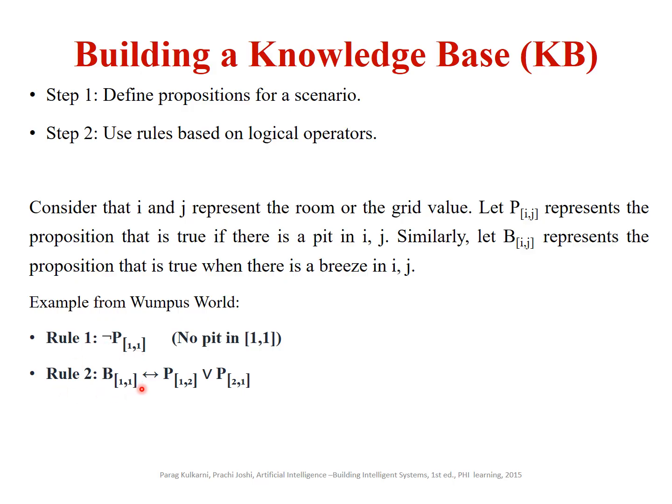Rule 2: a breeze in 1, 1, it's a bidirectional implication. It's a pit in 1, 2, disjunction pit in 2, 1. So it's a bidirectional implication, which means both should be the same. So here representation of a pit in this location, representation of a pit in this particular location, which implies that if there is a pit in either of the two locations, 1 comma 2 or 2 comma 1, there will be breeze at 1 comma 1. That is the representation. This is how we will build the knowledge base.